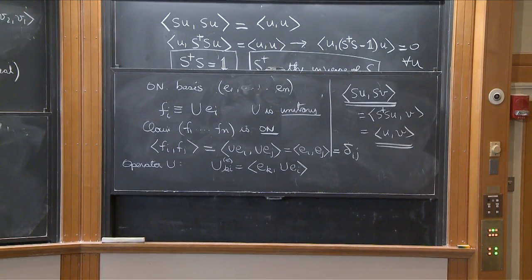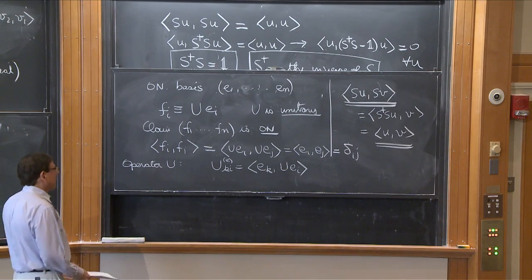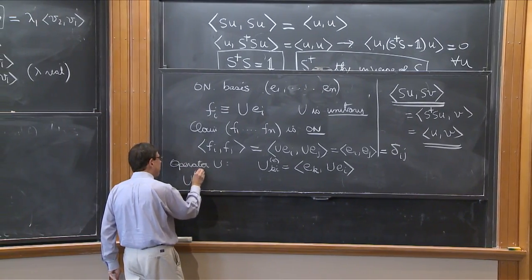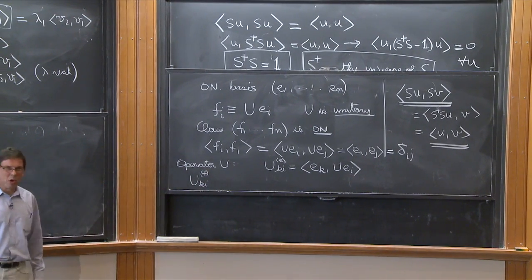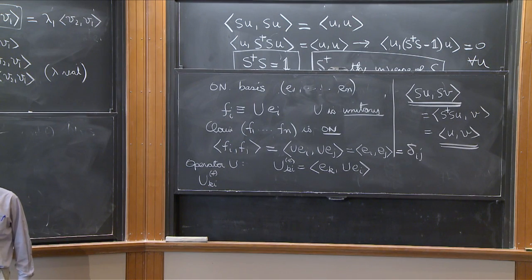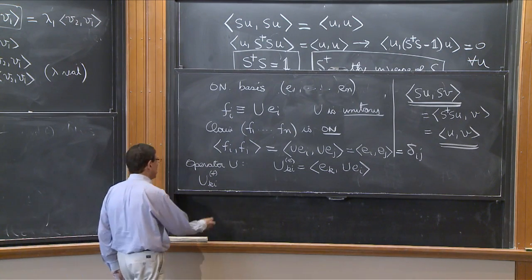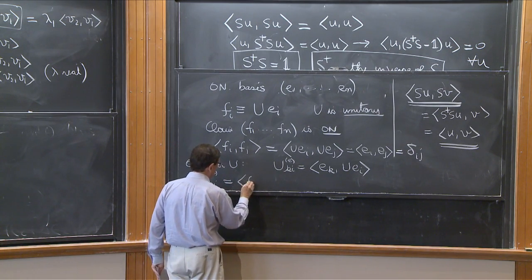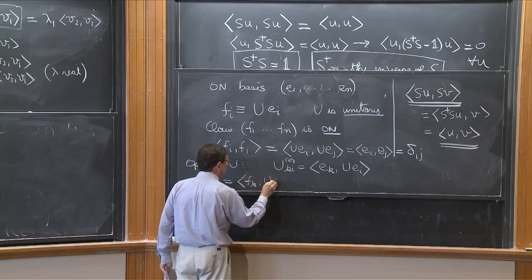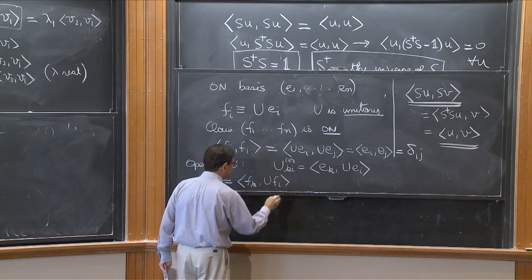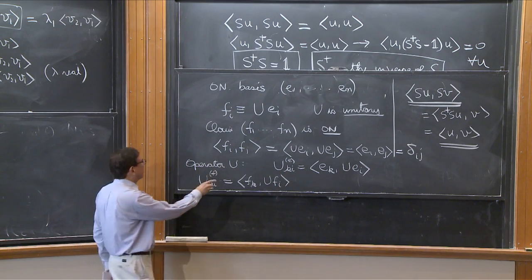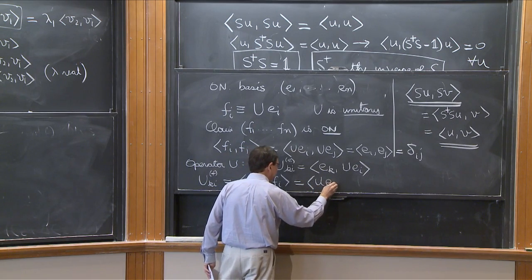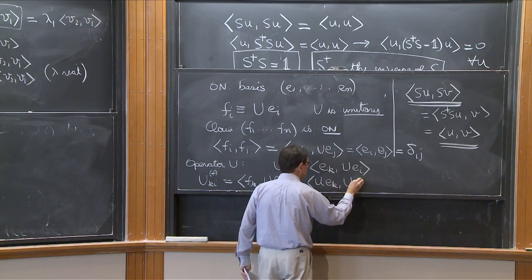The matrix elements of U. You can try to figure out what is U_ki in the F basis. How does the operator U look in the F basis? Well, let's just do it without thinking. In the F basis, I would put ⟨F_k|U|F_i⟩. Well, but |F_k⟩ is U|E_k⟩, so I'll put ⟨E_k|U†U|F_i⟩.